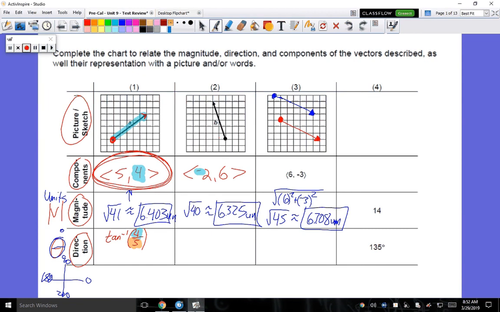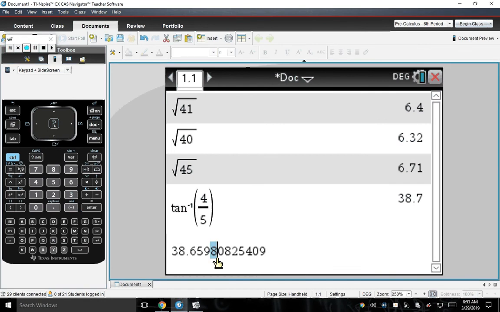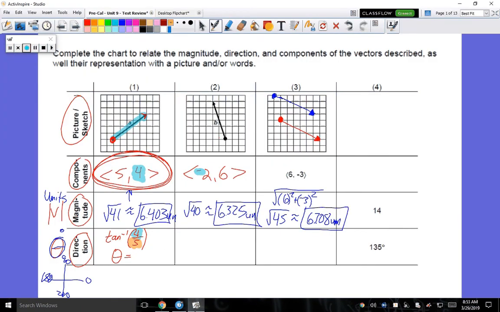Okay, so let's go ahead and go to our sheet here, and write that in. We're going to write the angle theta is 38.7. Let's see if we have more decimal numbers. So 659. This 8 will make the 9 round up, so we're going to have 660. So 38.660 degrees is the directional angle for that one.